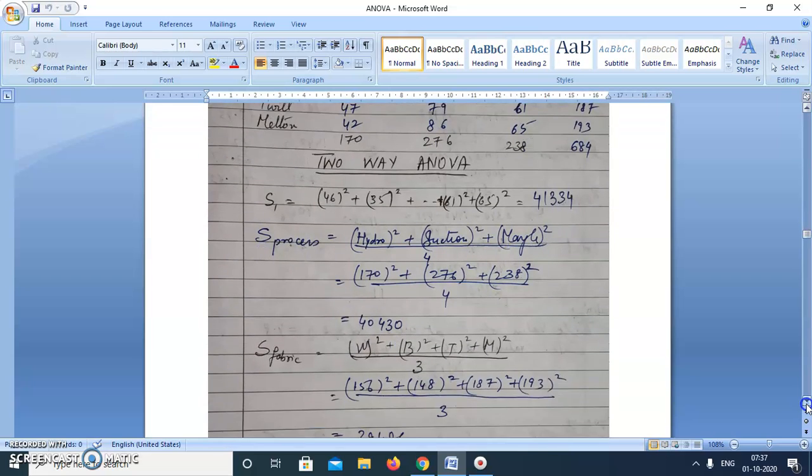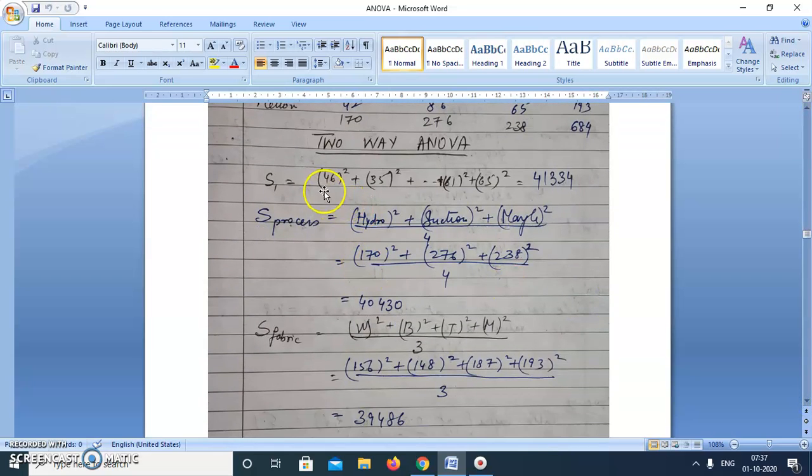Okay, now earlier also we took the sum of squares of all the individual readings, we call it S1, and here S process and S fabric also we have to calculate. S process, because there are 3 processes, so hydro, all the readings in that column we need to add and square them and then add. So hydro readings we get 170 square plus 276 square plus 238 square.